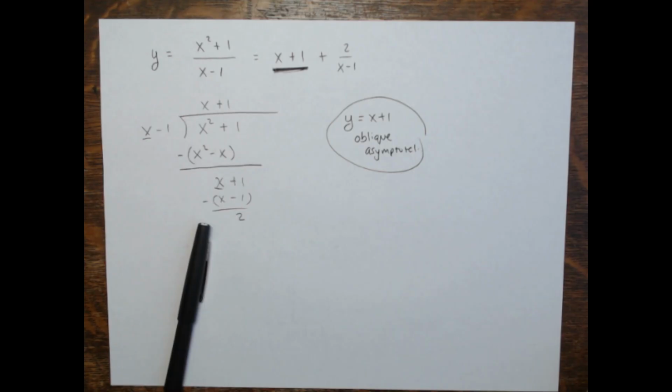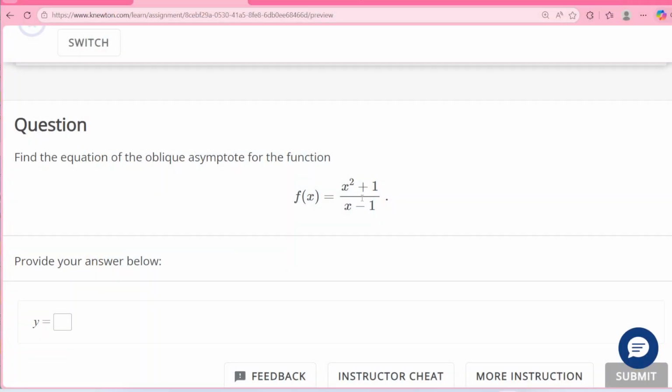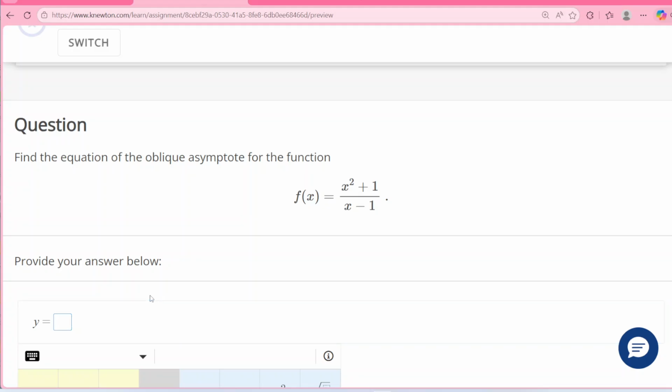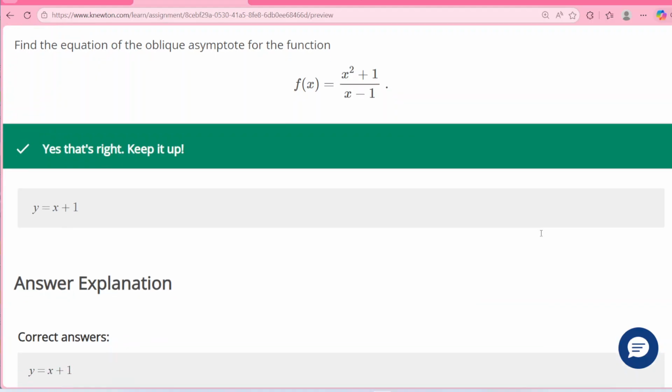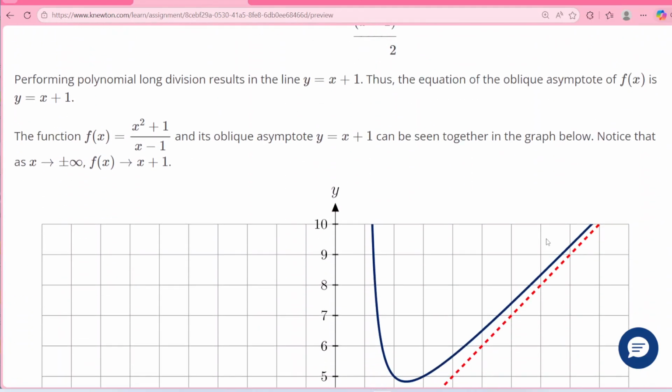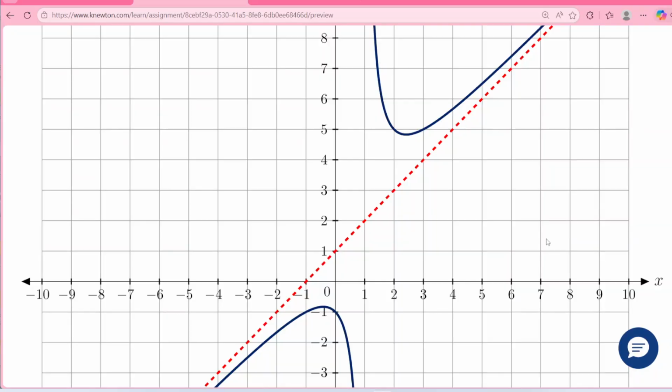And that's all I'm entering. Now you could go make a graph of this and the graph of y equals x plus 1 and see how on both ends the graph of this function will get closer and closer to the graph of the line y equals x plus 1, but I'm just going to enter it now. I've already done a bunch of these. Great. And there's the graph that you would be seeing.